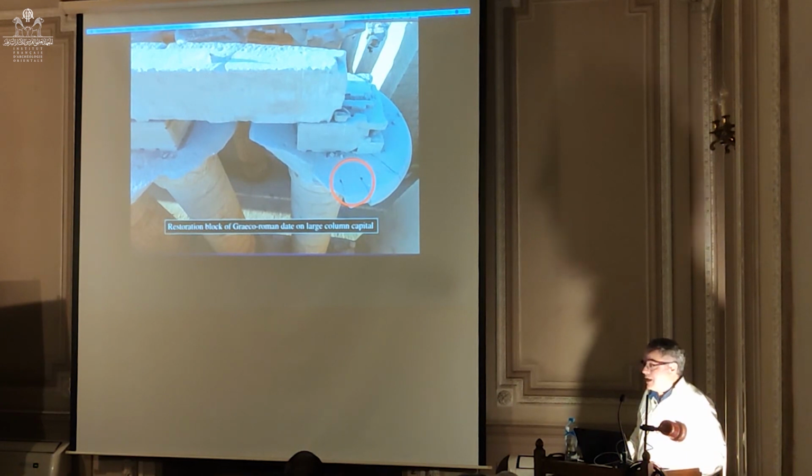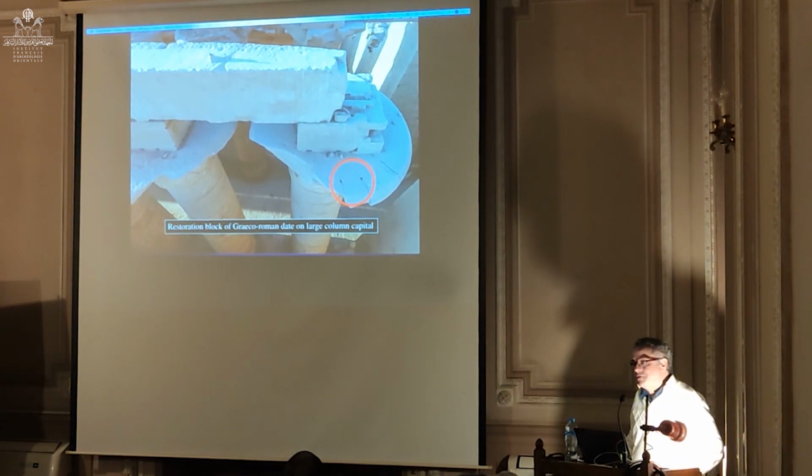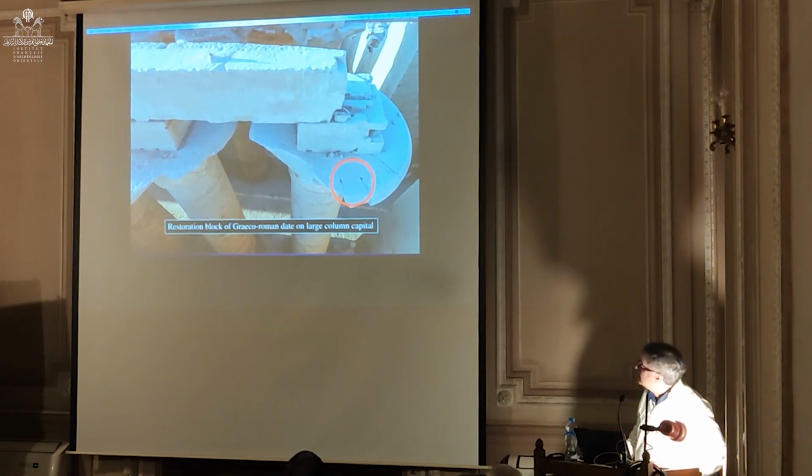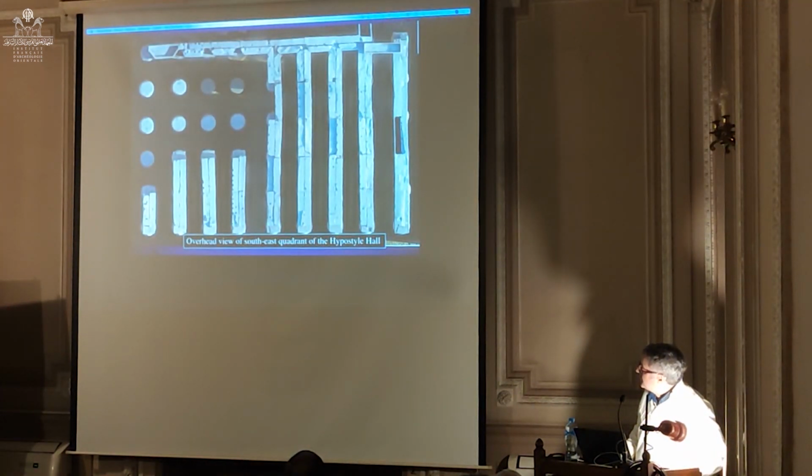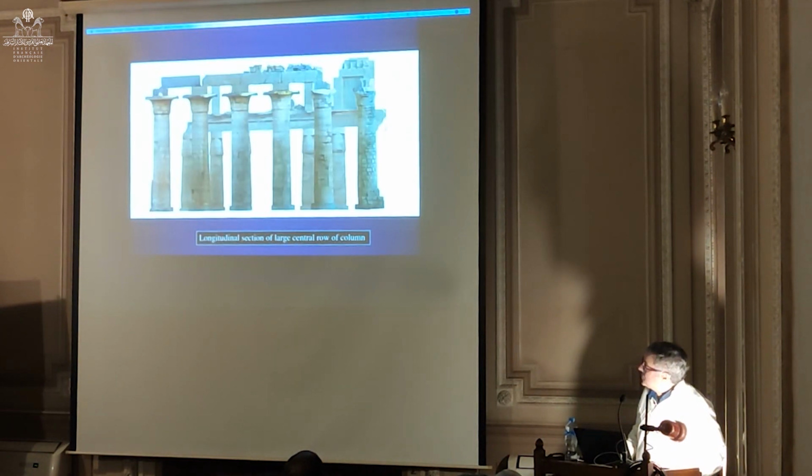Emmanuel Larose was also able to detect certain restoration blocks dating to the Greco-Roman period, and to produce also plans using pictures that were taken from the machine. So here you have again more overhead views of the hall from above, and also the production of a section of a large row of columns through this.